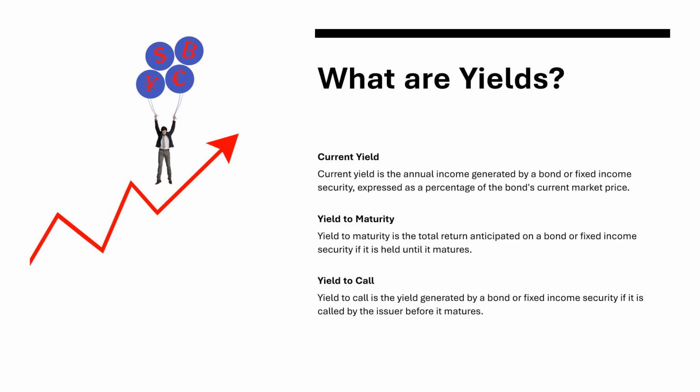What are yields? Current yield. Current yield is the annual income generated by a bond or fixed income security, expressed as a percentage of the bond's current market price. Yield to maturity. Yield to maturity is the total return anticipated on a bond or fixed income security if it is held until it matures. Yield to call. Yield to call is the yield generated by a bond or fixed income security if it is called by the issuer before it matures.